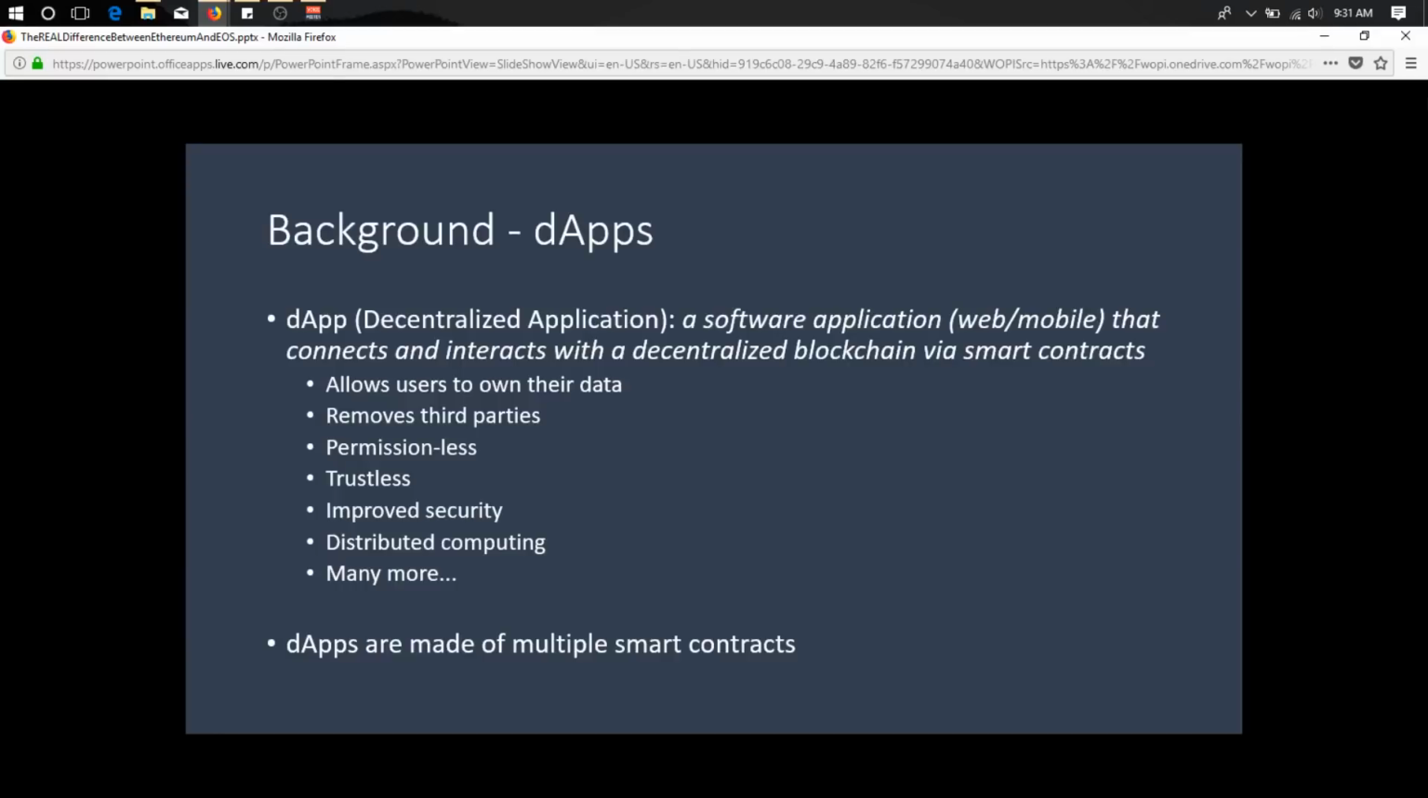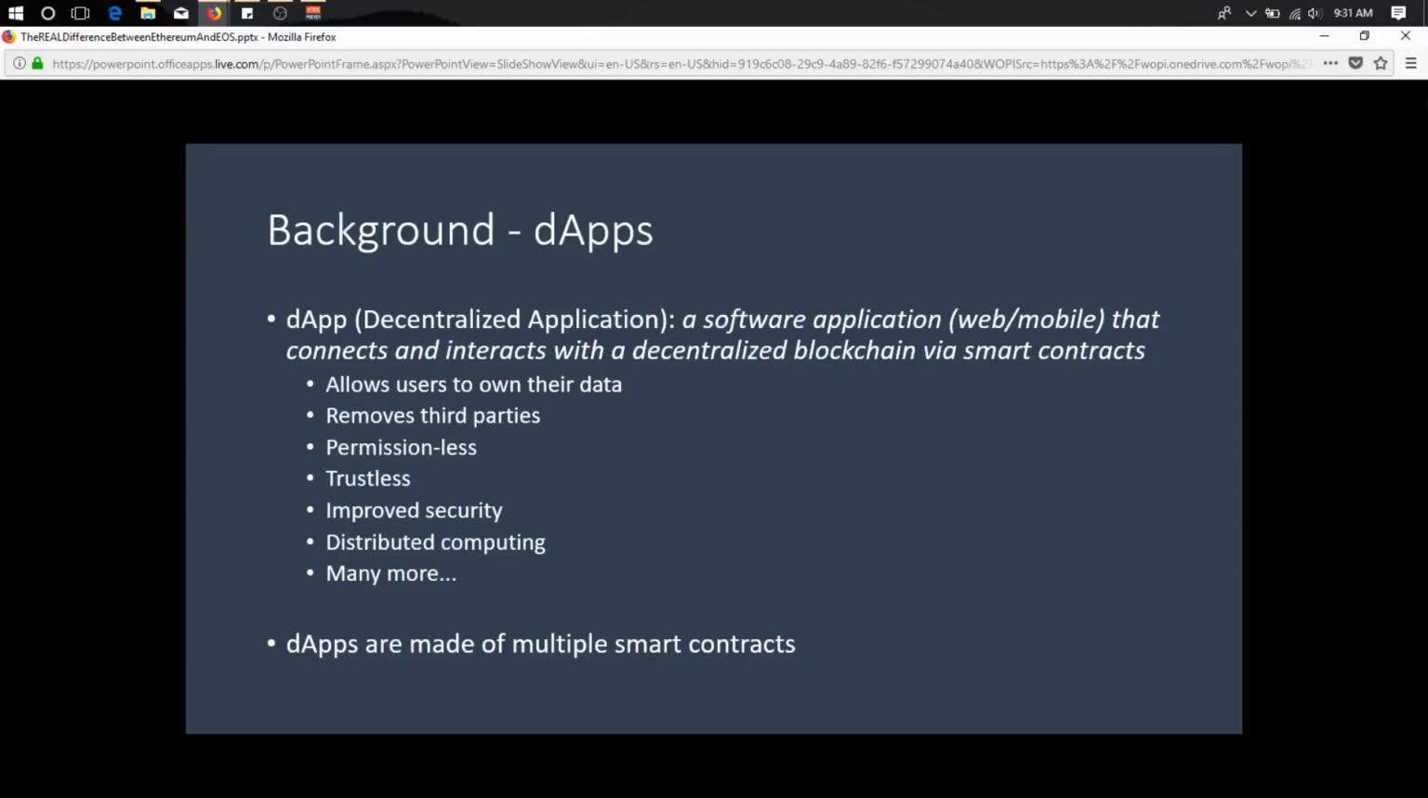Because your application is now based off of a blockchain, you gain many new features that normal web and mobile applications do not have. Those include users are now able to have full ownership over their data. It removes the need for a third party. Users can now directly interact with each other without requiring permission. It is trustless. You gain full transparency and improved security because all transactions can now be fully audited at any time. You gain distributed computing and any other blockchain benefit.